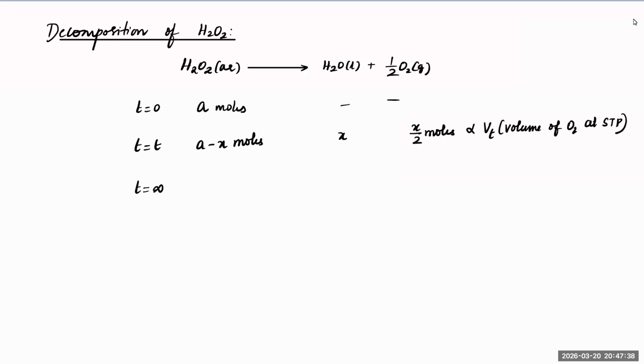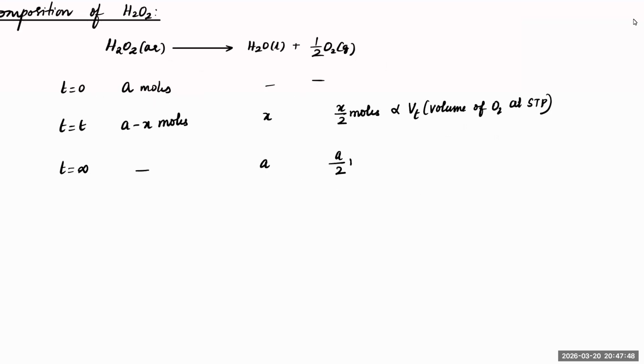Now let it sit for a long time till the entire decomposition is done. So there will not be any peroxide left. So everything will dissociate into A and A by 2 moles. Now this A by 2 moles is proportional to another term we can write, which we call V infinity, which is the volume of O2 at STP after a very, very long time.